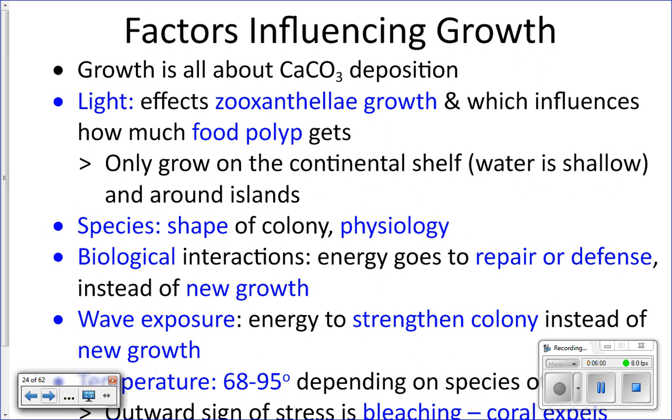The species of colony will also determine how fast they can grow. So branching corals grow much quicker than massive corals, which are the big round brain corals. So these types of corals will grow much faster. So again, it just depends on the type of coral that you're actually looking at.